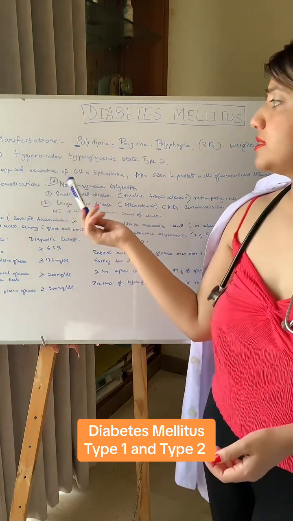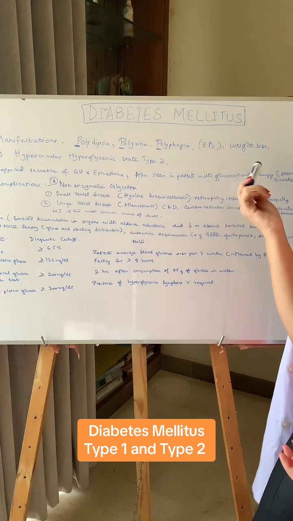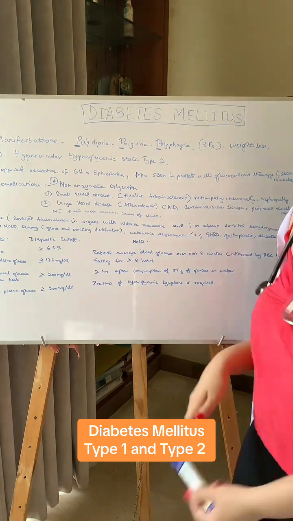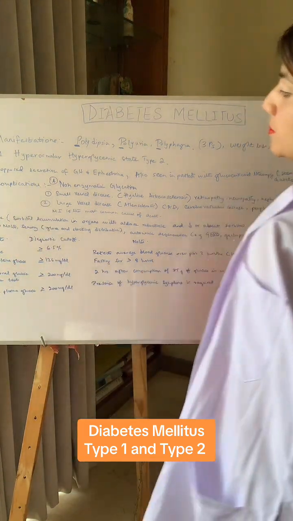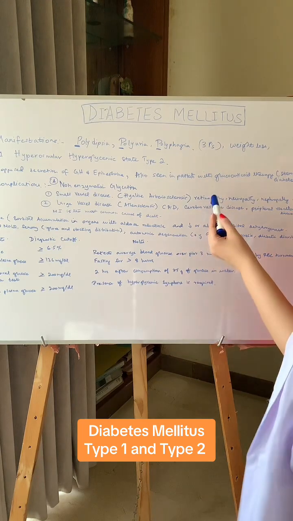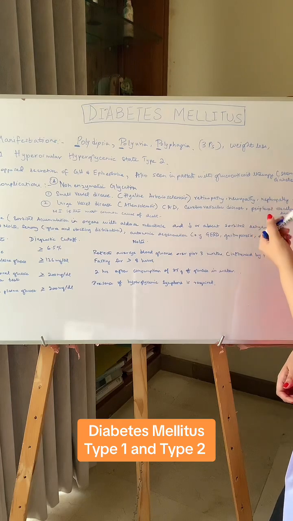Rarely we have unopposed secretion of growth hormone and epinephrine, which is also seen in patients on glucocorticosteroid therapy, where people take glucocorticosteroids and we get steroid diabetes. We also have the chronic complications. Number 1, there's non-enzymatic glycation, which is small vessel disease, hyaline arteriosclerosis, retinopathy, which is the retina, neuropathy, which is the neural tissue, and nephropathy, which is the kidney.